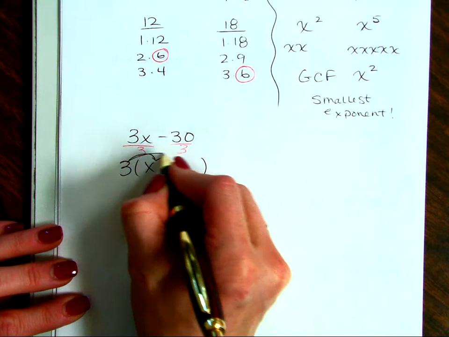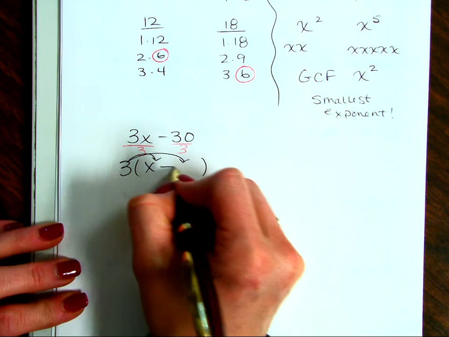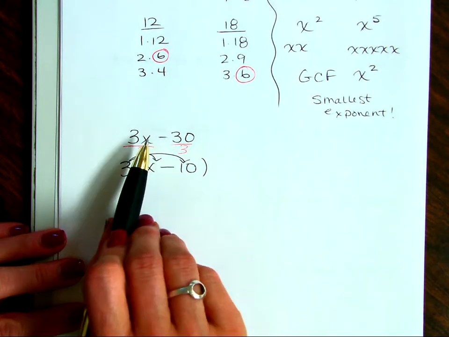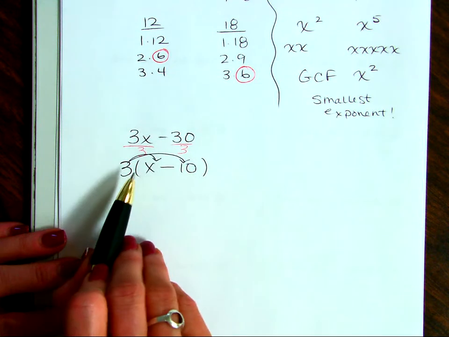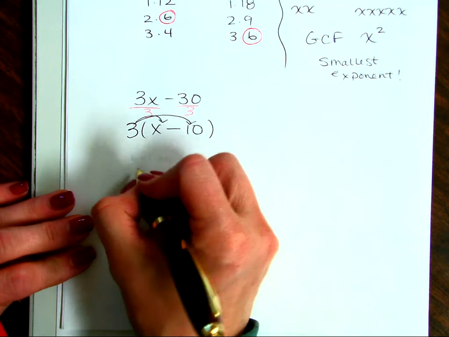What would I need to multiply 3 by to get a negative 30? A negative 10, right? So I just factored this binomial, 3x minus 30, into a 3 times x minus 10. Let's do another one.